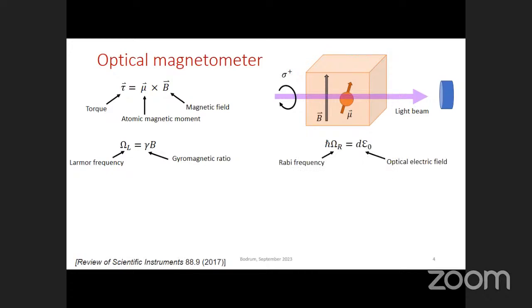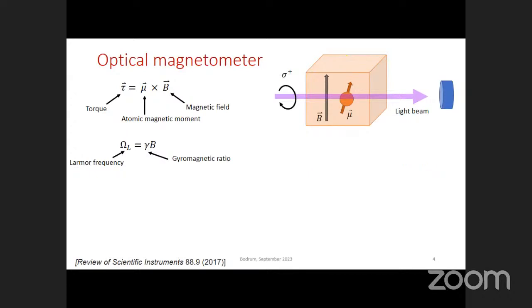This is the core equation for most of the NMR experiments. There is, and an optical magnetometer is no different. And then there is to do. Let me just tell you that there is a.